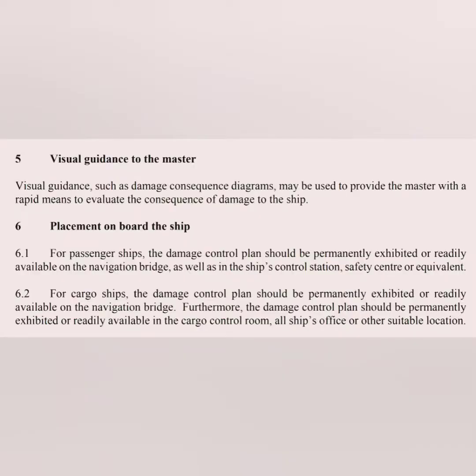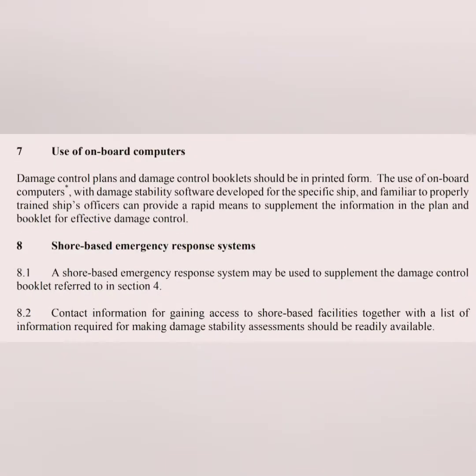In addition to these, the circular contains the information about where this information must be provided. On both cargo and passenger ships, it must be provided on the bridge, as well as one key location on board the ship. Further, the circular talks about the use of onboard computers to calculate the damage stability or the use of emergency response services, which is a great help in addition to the help provided by the damage stability booklet. Because the onboard computer software or the emergency response services would make calculations based on the actual loading condition of the ship, and they will also provide the exact survivability of the ship.